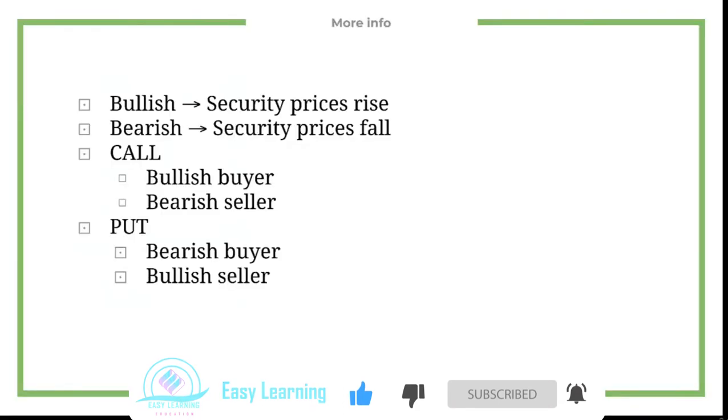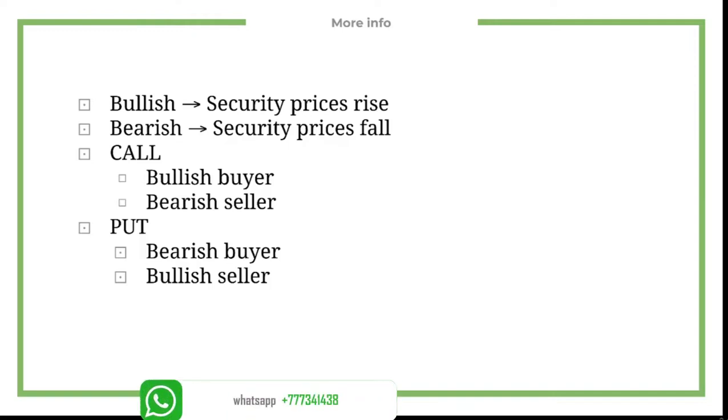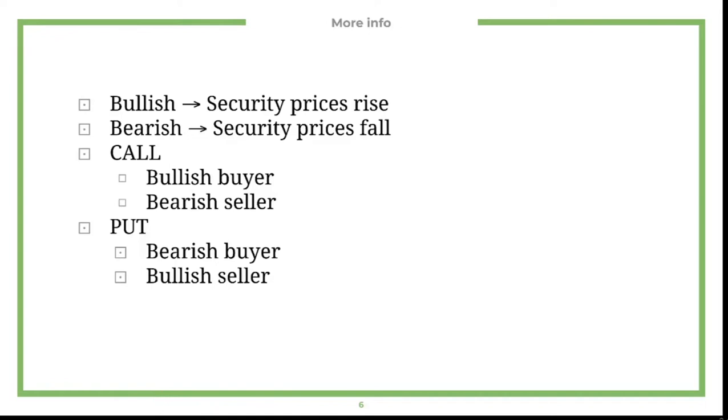So here's a little bit more information. Bullish means that people expect security prices to rise. So if I'm bullish, I'm expecting the security price to rise. And if I'm bearish, I'm expecting the security price to fall. In a call, you're basically a bullish buyer, but you're also a bearish seller. And in a put, you're a bearish buyer, but a bullish seller.